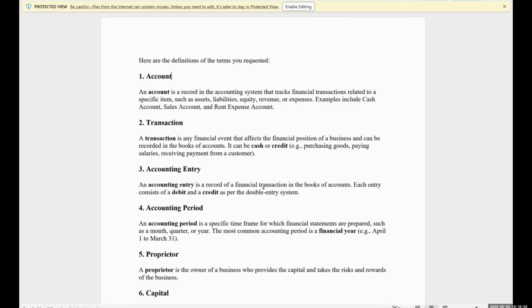Now, next one is accounting entry. Accounting entry, I'll tell you whenever we start journal entries, then you'll understand better. Now I'll explain what is double entry system. Can you see this here, double entry system?